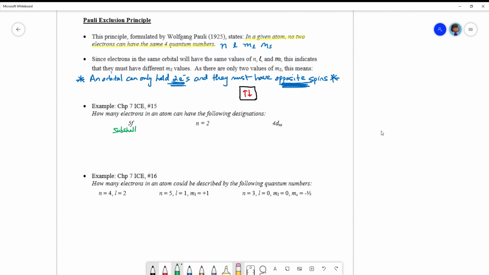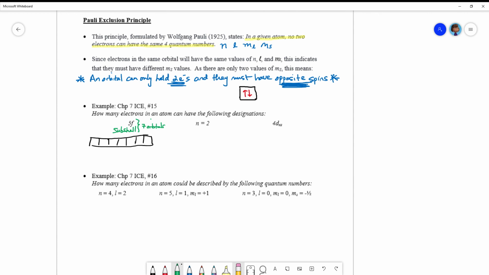7 orbitals. I'm going to draw those 7 orbitals as 7 boxes. 1, 2, 3, 4, 5, 6, one more, 7. Not a thing of beauty. You can do better. So here are my 7 orbitals in my 5f subshell. So let's note that a 5f subshell is 7 orbitals.